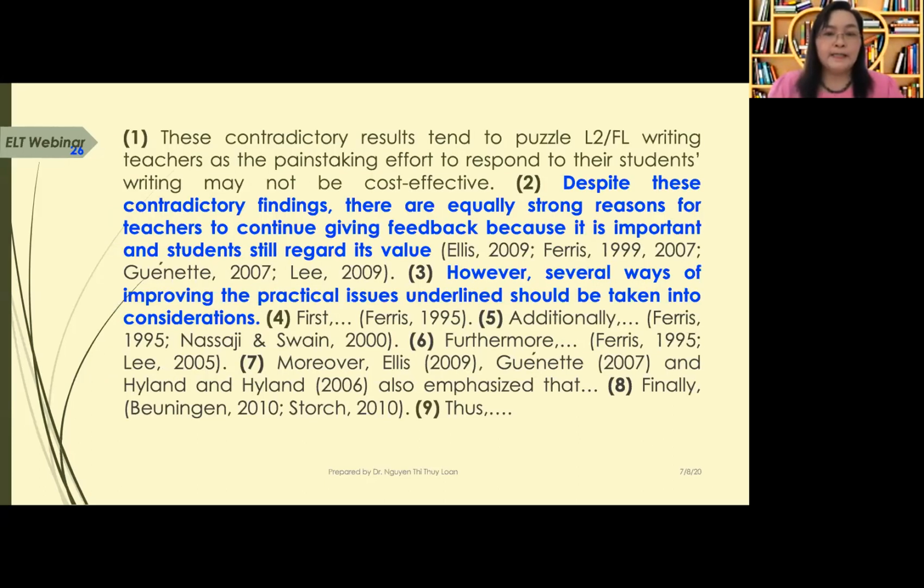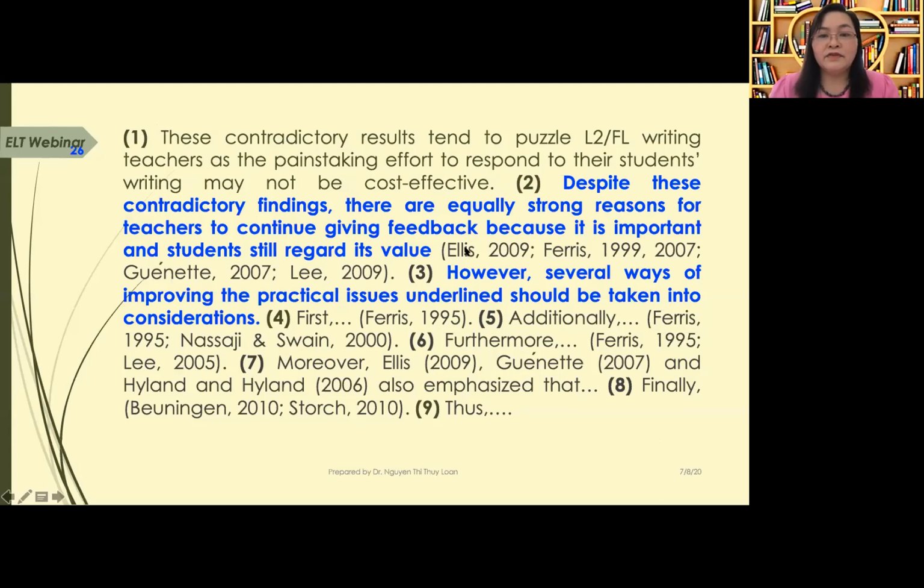Okay. Example here, as I mentioned before, the writer of this paper thinks correcting student writing is a good teaching technique because it's beneficial to the student. So in order to argue for that perspective, the writer first introduces, in sentence number 1, the debate in the literature over this topic. Then from sentence number 2, the writer tries to show their opinion: there are equally strong reasons for teachers to continue giving feedback because it is important and students regard its value, in order to justify what the writer thinks.